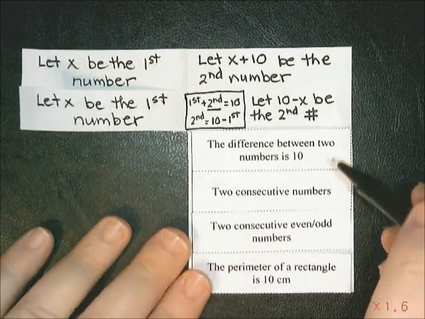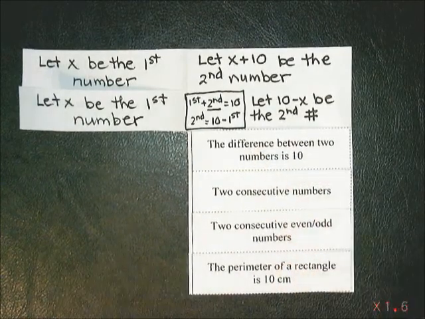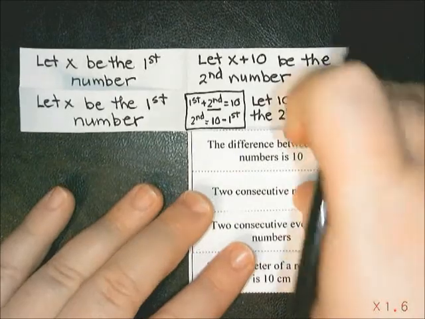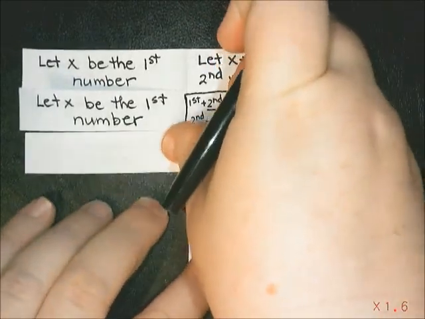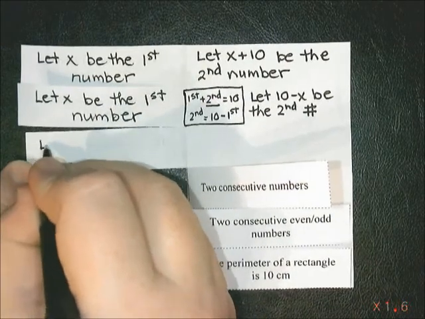The next one says the difference between two numbers is 10, and difference is a subtraction word. So that means when I subtract the two numbers, I get 10. So same thing, I'm going to let X be the first number.